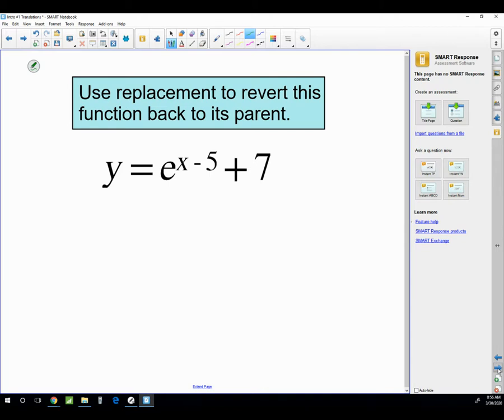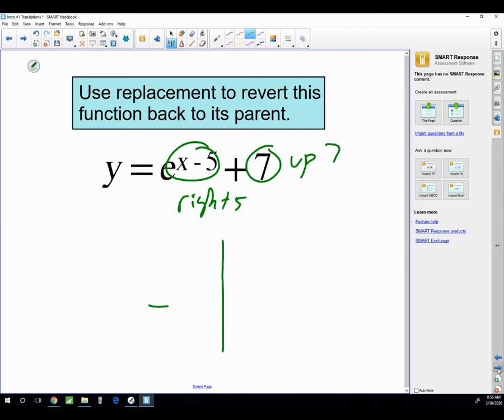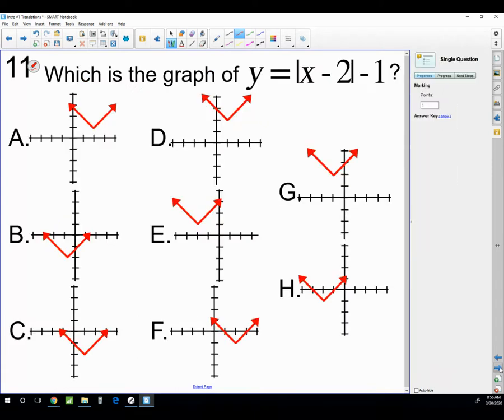All right, that one would be a little bit harder to interpret when we get to the graphs, but this is going to be right 5, up 7. Keep in mind on this particular function, you would want to focus on the asymptote: 1, 2, 3, 4, 5, 6, 7. It would be right there. The only thing that moves the asymptote in the e to the x function is a vertical shift.